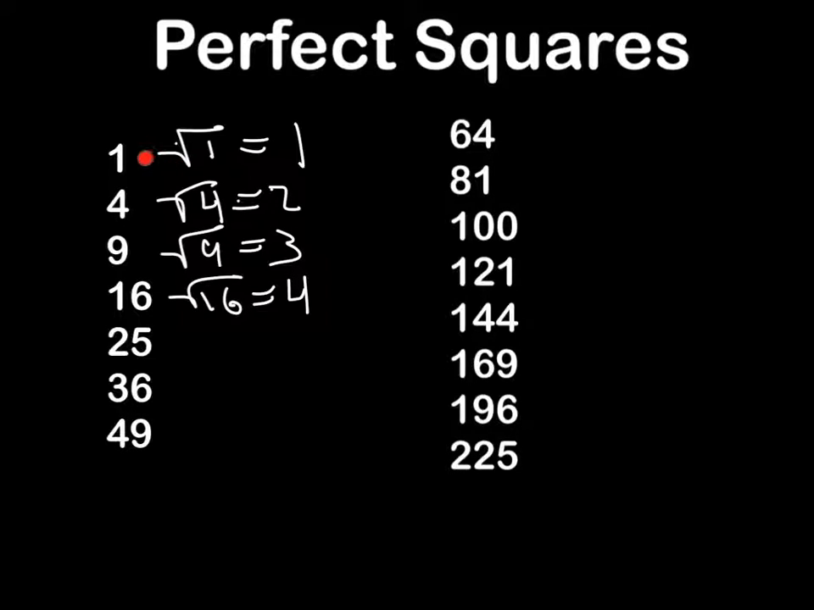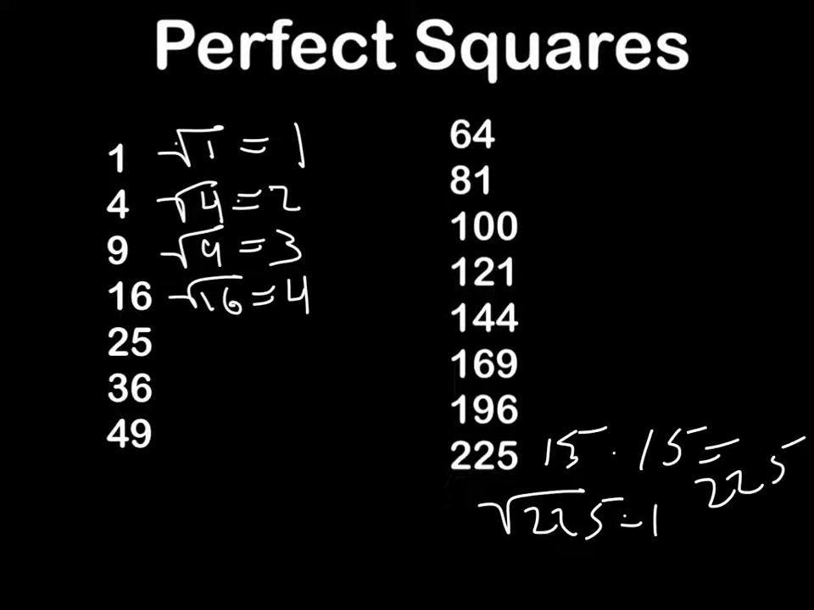Count up. 1 times 1 is 1. 2 times 2 is 4. 3 times 3 is 9. 4 times 4 is 16. 5 times 5 is 25. 6 times 6 is 36. 7 times 7 is 49. And so on. This down here ends up being 15 times 15. Gives you that 225. And the square root of 225 is 15.